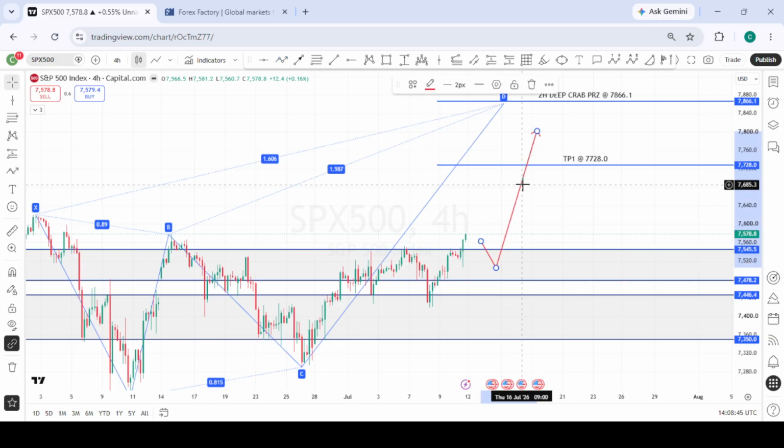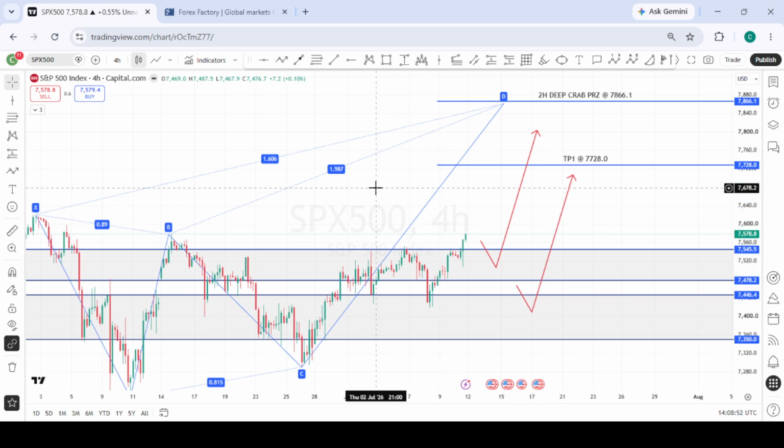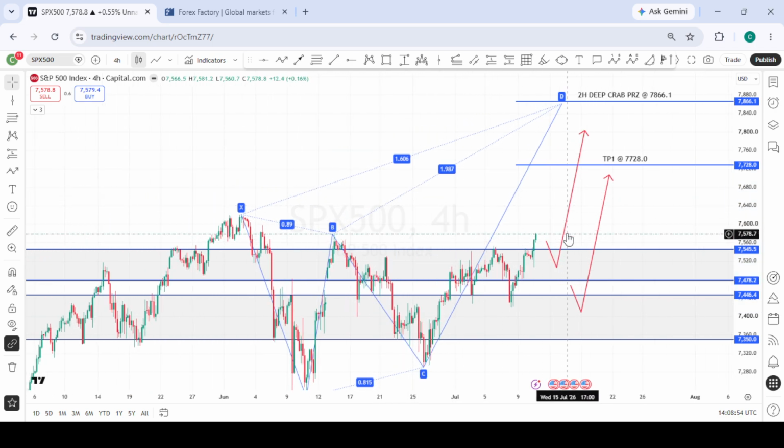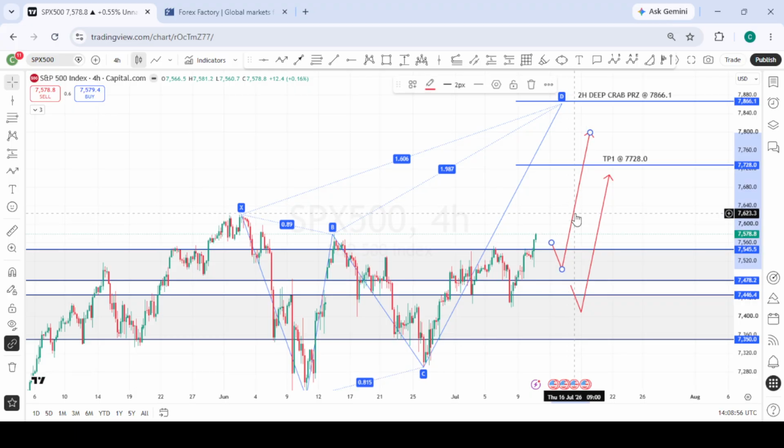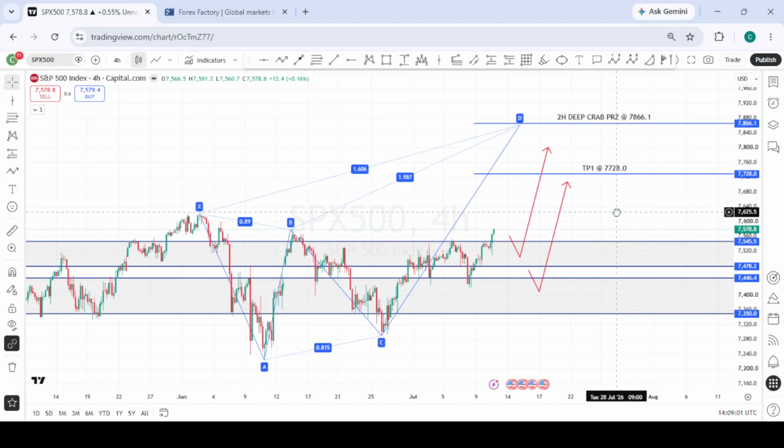Should it pull back to the second zone below, we'll still look for buying opportunities from here to the upside. But preferably, we're expecting price to retest this very first area of interest, then we'll take our buys from here to the upside. So we are very bullish on S&P 500 for the coming week.